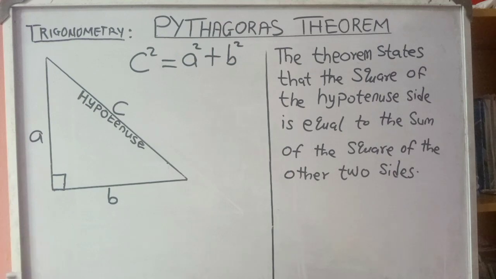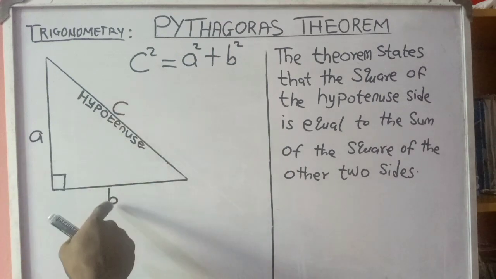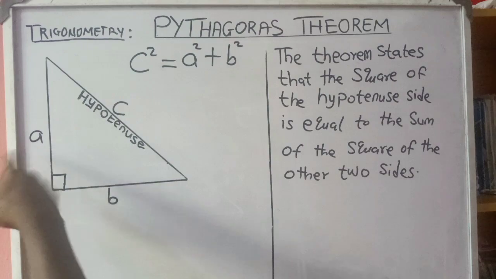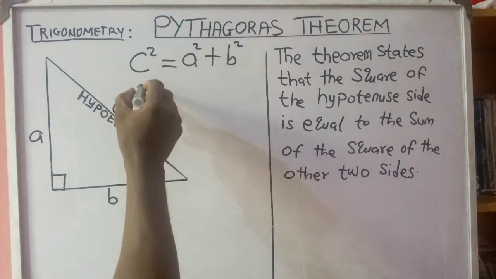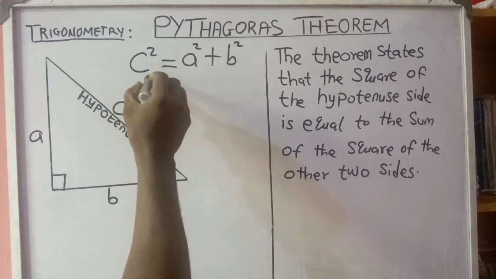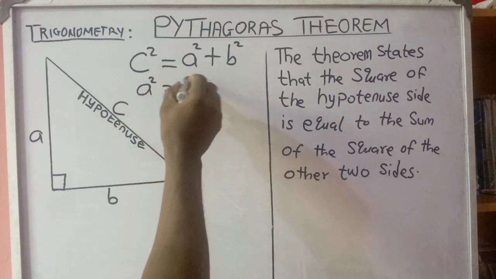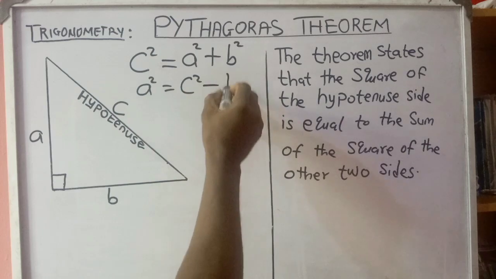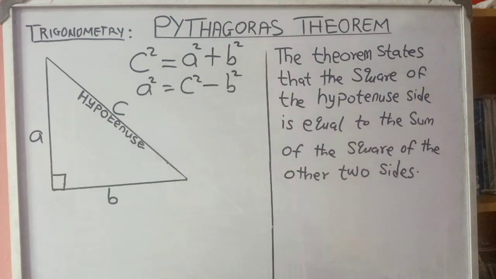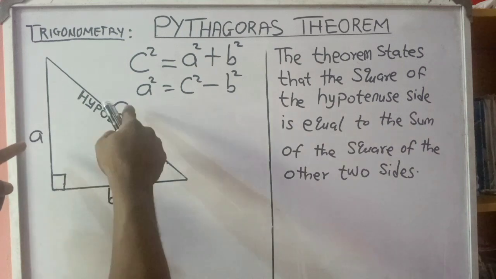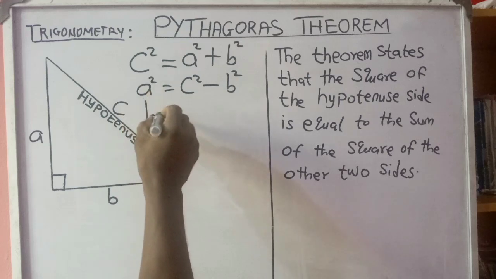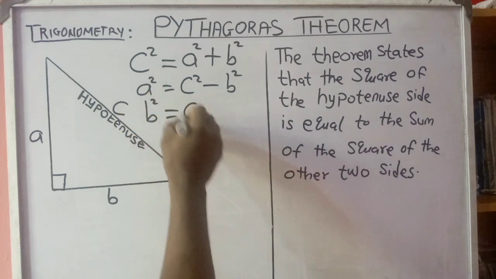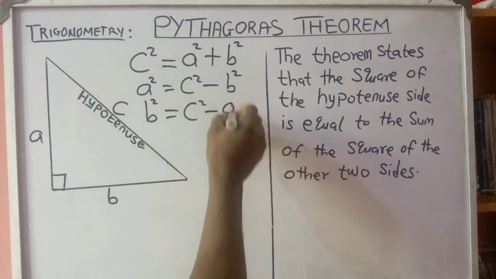A situation whereby you are given B and C and you are asked to find A. The formula will look like this. You make A the subject of the formula. That gives us A squared is equal to C squared minus B squared. And another situation whereby you are given A and C and you are asked to find B. So the formula will look like this. That will be B squared is equal to C squared minus A squared.